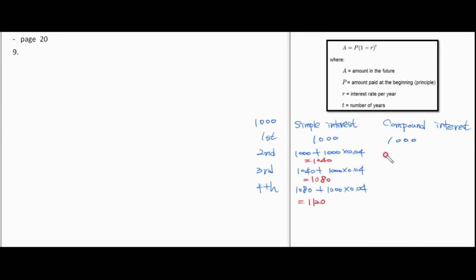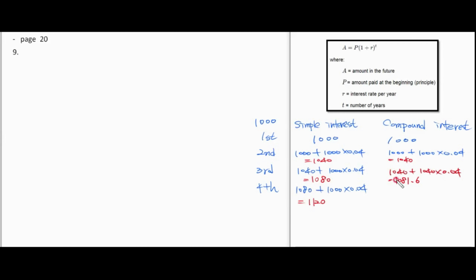And now let's go to compound interest. Until the second year, it's the same. It's 1,000 plus 1,000 multiplied by 0.04, so this will also be 1,040. But from the third year, there is a difference. It will be 1,040 plus 1,040 multiplied by 0.04, and this will be 1081.6. So the simple had the interest on the $1,000, but the compound interest has the interest on the amount right before, which is $1,040. Until now, there's no big difference.